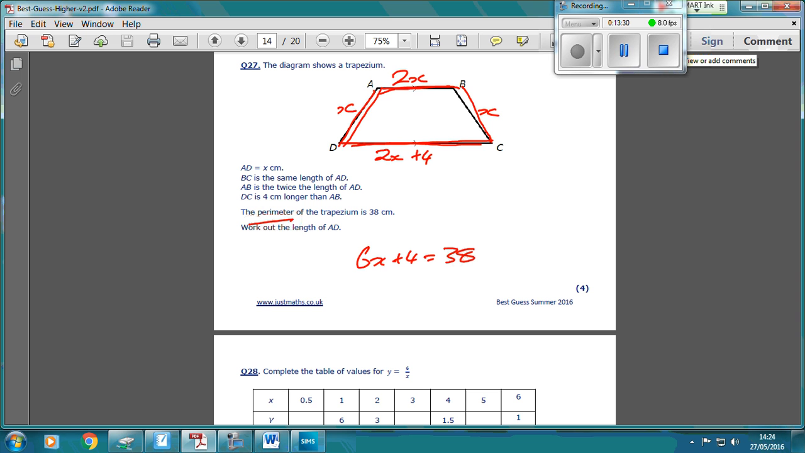So we've got to work out what x is. If we take away the 4 from both sides, we've got 6x equals 34. So we've got to divide by 6. So x equals 34 over 6, which on the calculator, 34 divided by 6 equals 5 2/3, or 5.6 recurring. So the length AD is this one here, which we are told is x. So the answer is 5.6 recurring. Make sure you put the recurring dot above it, or write 5.67. Don't just write 5.6, that would be incorrect.